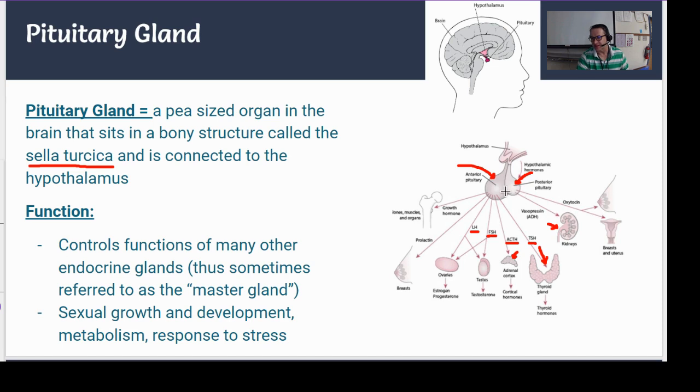All right, so basically the pituitary gland, you're not going to need to know these hormones. Through all of its hormones, it controls a lot of the hormones from a lot of other glands in your body. So that's why they call it sometimes the master gland, because its hormones influence the activity of other glands in the body. So it controls functions of many other endocrine glands. So things like sexual growth and development, your metabolism through the thyroid gland, response to stress, that'll be through the adrenal gland. All right, so that's the pituitary gland. And remember, it is controlled by the hypothalamus.